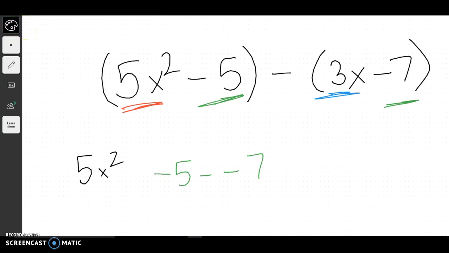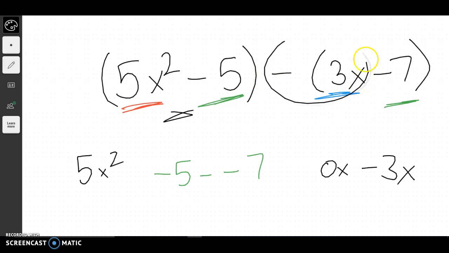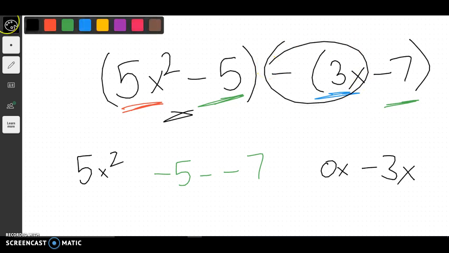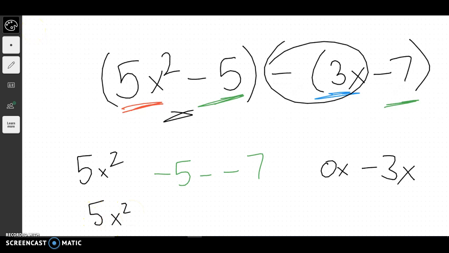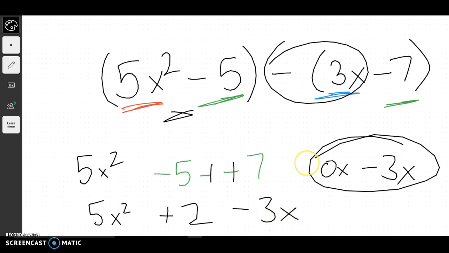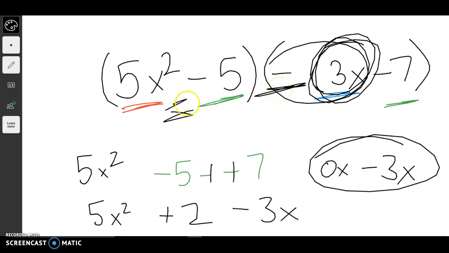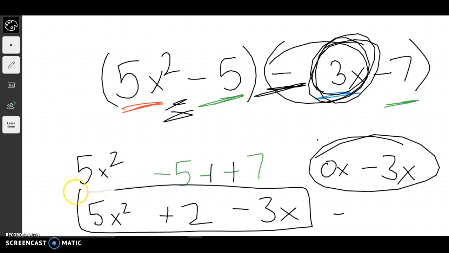And here's the tricky part about this one. I'm going to have 0 x's from this first one minus 3x. I have to show that I am subtracting this 3x. So I will get 5x squared minus, well that's plus plus, so I guess that would be plus 2 minus 3x. Be very careful with this one. If you have a term on the back side that doesn't have anything with the front side, you are still subtracting this. You're just subtracting it from nothing, which will change this sign to negative. And that will be my final answer.